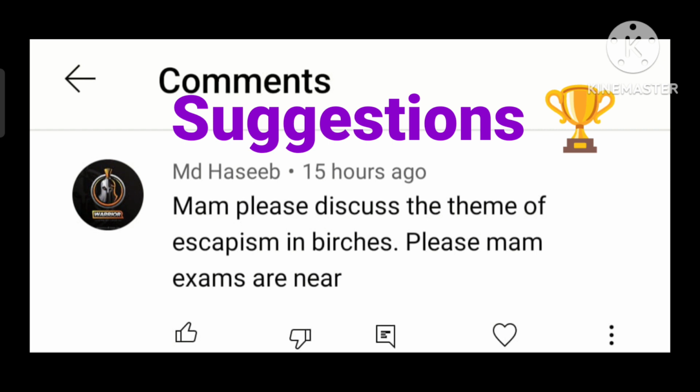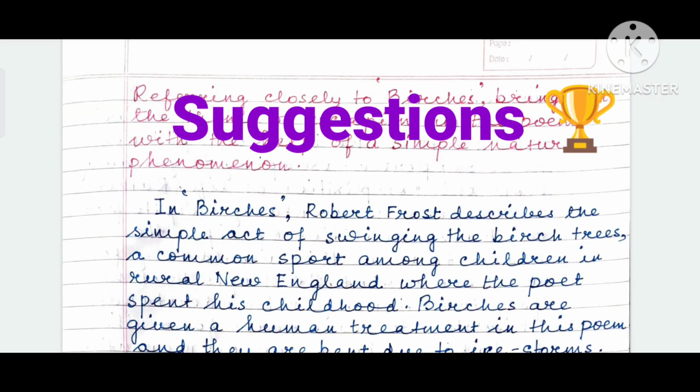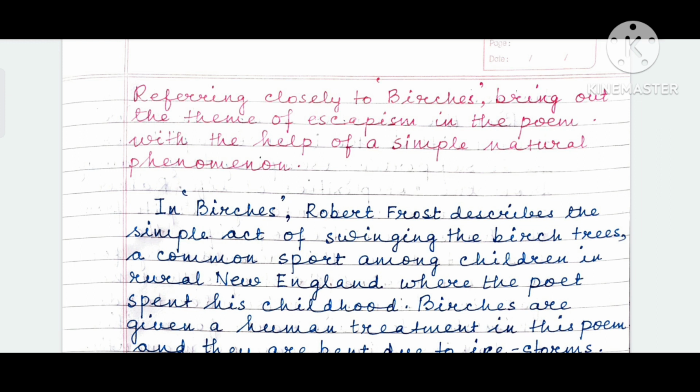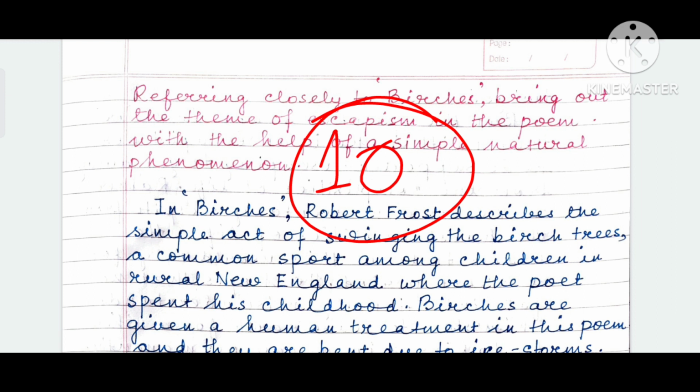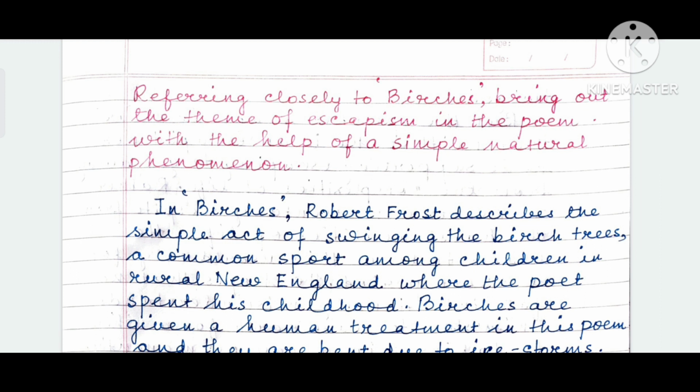Discuss the theme of escapism in Birches. I'll also give you some suggestions from Birches. Referring closely to Birches, bring out the theme of escapism in the poem with the help of a simple natural phenomenon. 10 marks. In this question, there are two subparts: the theme of escapism, and you will also have to explain the simple natural phenomenon discussed in the poem.